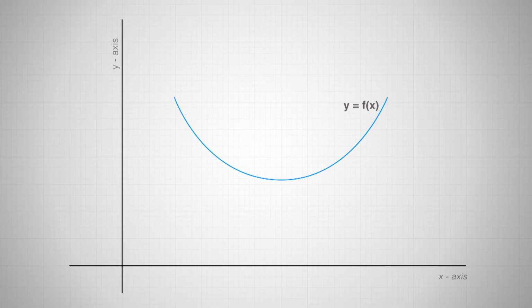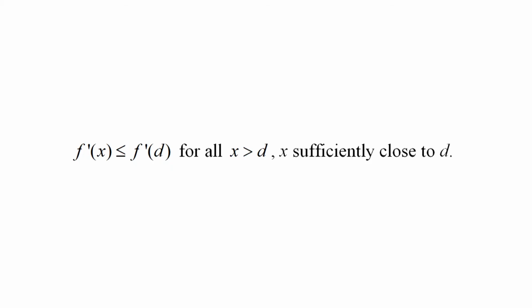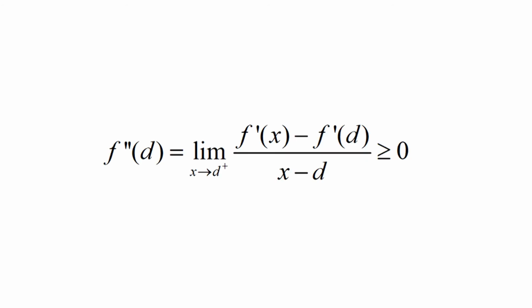Similarly, if f has a local minimum at x = d and f is twice differentiable at x = d, then the first derivative is defined near x = d, and as seen from the figure, the slope of the tangents, that is f'(x), keeps on increasing near d, so that f'(x) is less than or equal to f'(d) for all x less than d, x sufficiently close to d. This would imply f''(d) equal to the limit as x goes to d from the right of (f'(x) - f'(d))/(x - d), which is greater than or equal to 0.